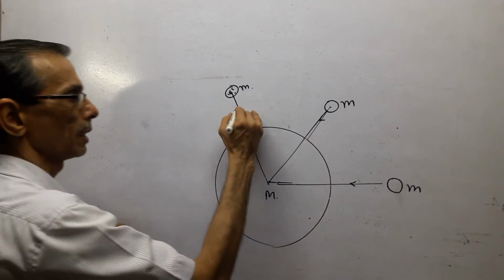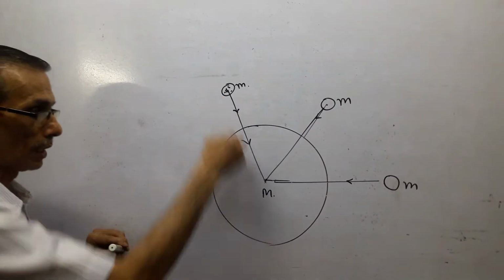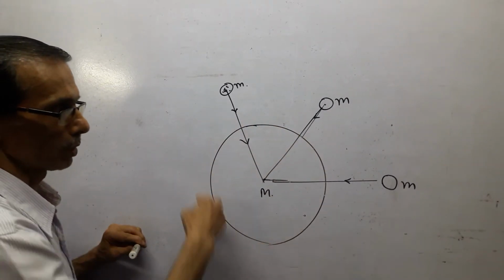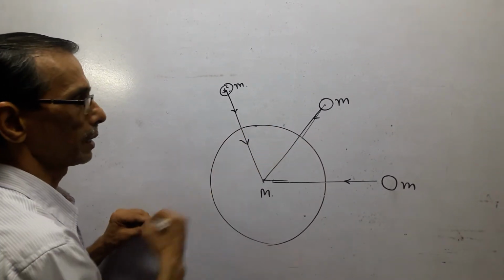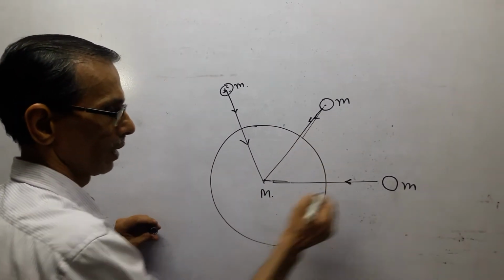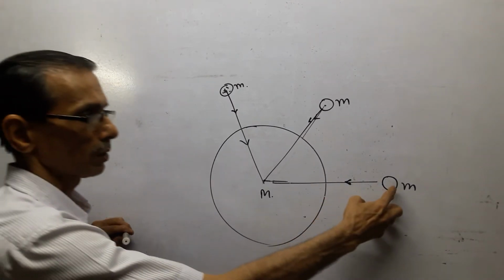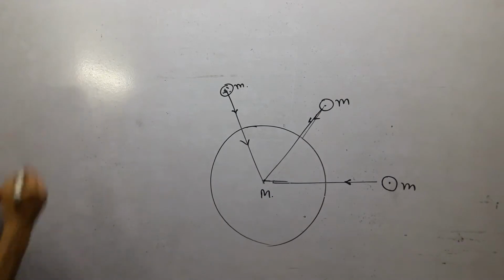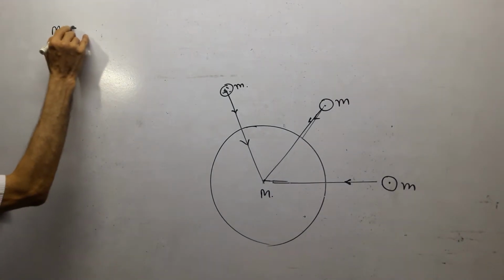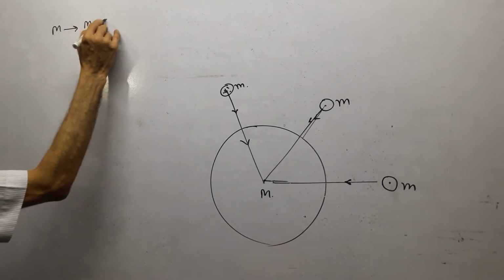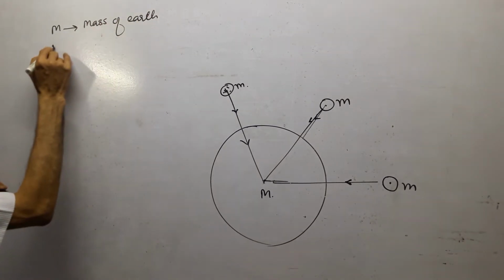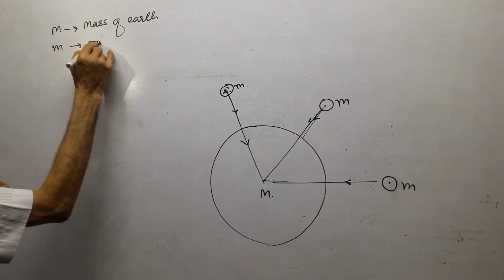But every body is attracted towards the earth and towards the center of the earth. Wherever it may be on the earth's surface, that body is attracted towards the earth. And we know that this is because of the gravitational force between the body and the earth. Now suppose capital M is the mass of the earth, and small m is the mass of a body.